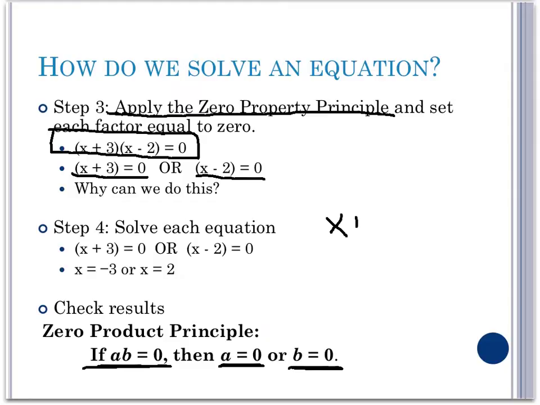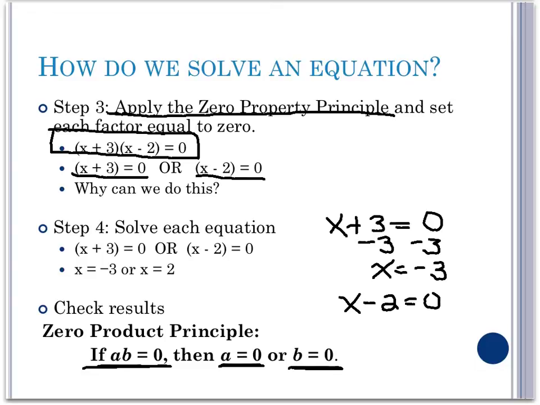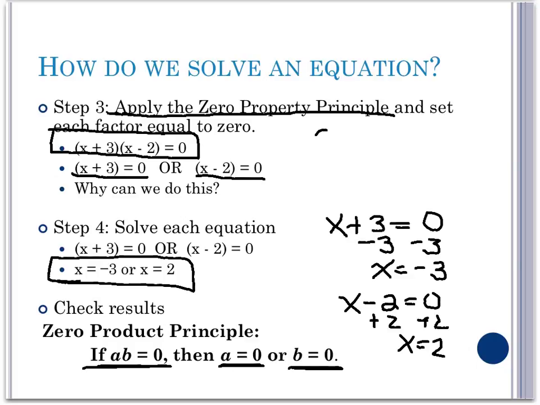If x plus 3 is equal to 0, then we can subtract 3 to get x is equal to negative 3. Likewise, if x minus 2 is equal to 0, we could add 2 to both sides to get x is equal to positive 2. Then we can always verify our answers. Our original equation was x squared plus x minus 6 is equal to 0.